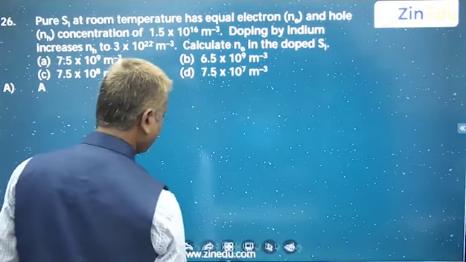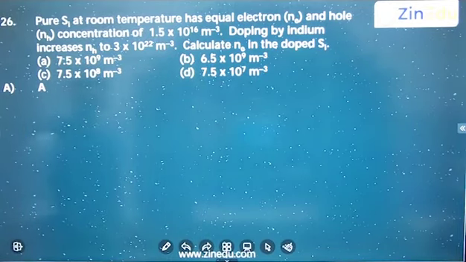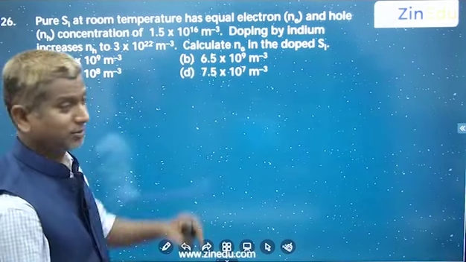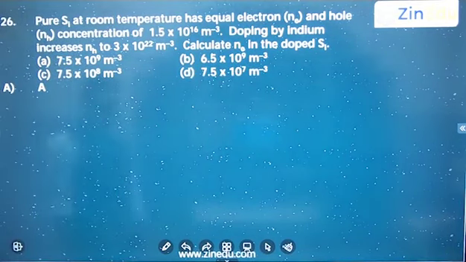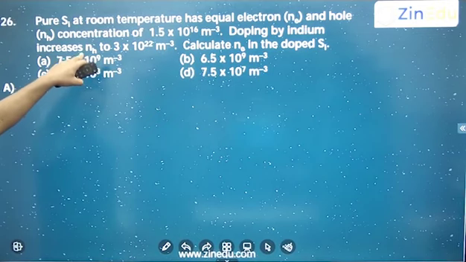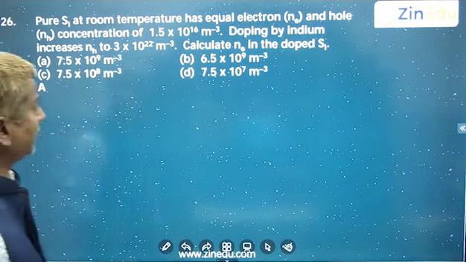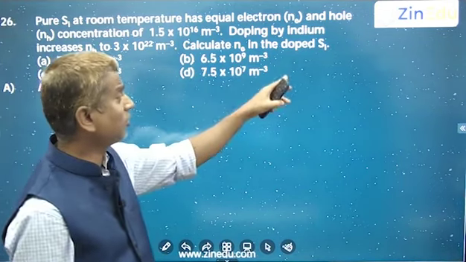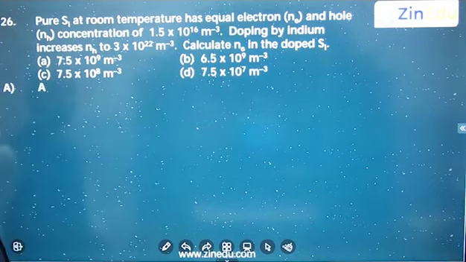Okay. So another question. Pure silicon at room temperature has equal electron and hole concentration of 1.5 into 10 power 16 per meter cube. Doping by indium increases the hole concentration to 3 into 10 power 22 per meter cube. Calculate the electron concentration in the doped silicon.